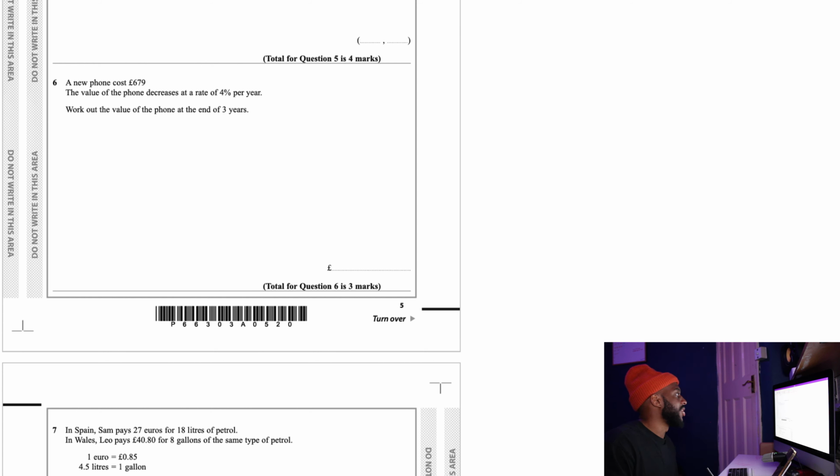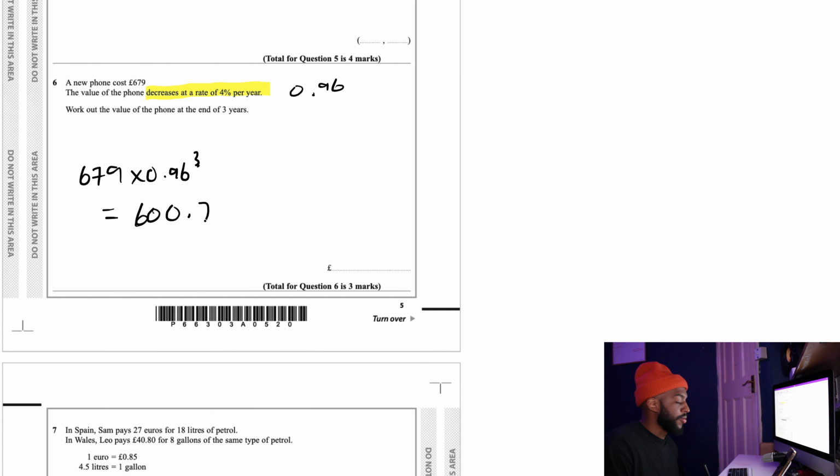So if something's decreasing at 4%, our multiplier is going to be 0.96. So we do 679 times 0.96. That's for 3 years, so we put it to the power of 3, and we see what that equals. That gives us 600.74, and that's our answer.